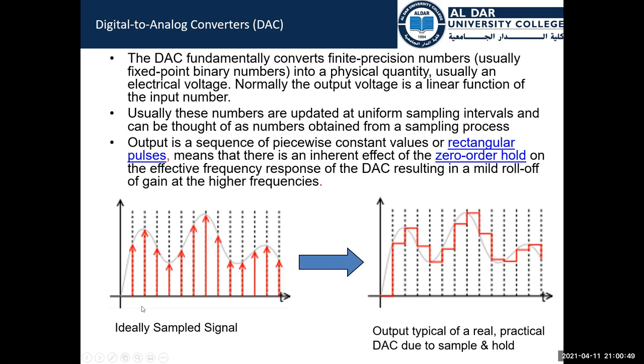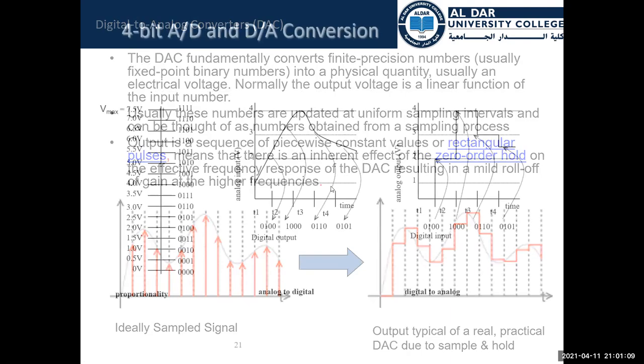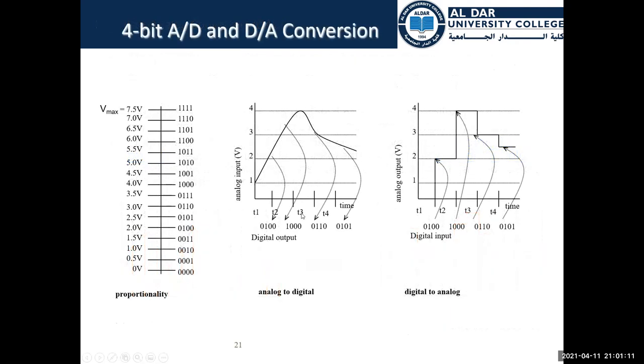This is the conversion from a sampled signal, and this is the corresponding digital output. It means that there is an inherent effect of zero order hold on the frequency response, resulting in a roll-off of gain at the higher frequencies. And here we represent again the same values to see how the conversion is done from analog to digital and from digital to analog.